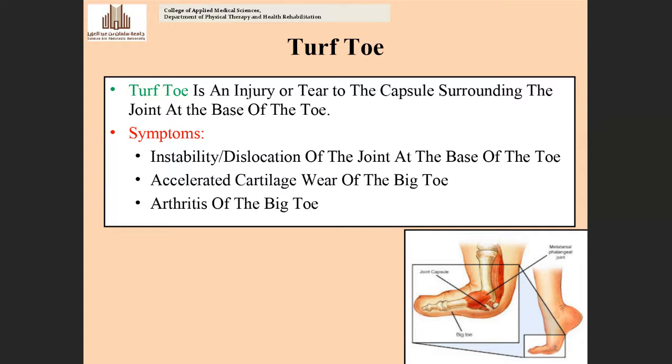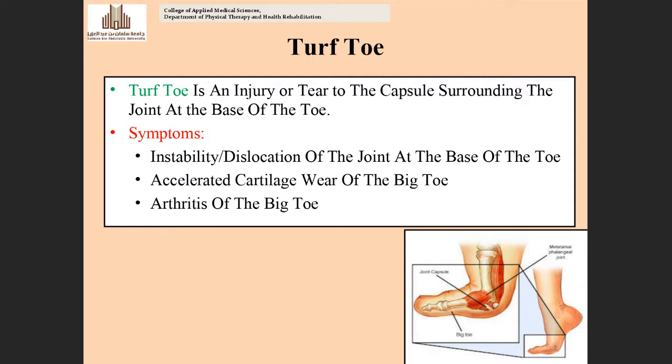The first important injury that you can suspect in the foot region is turf toe, right? This is a common injury that you can suspect in players or participants involved in any type of field games or athletic games. Let me explain the important components of this injury. It is an injury or tear to the capsule surrounding the joint at the base of the toe, especially the great toe. The great toe means the first metatarsophalangeal joint, right?